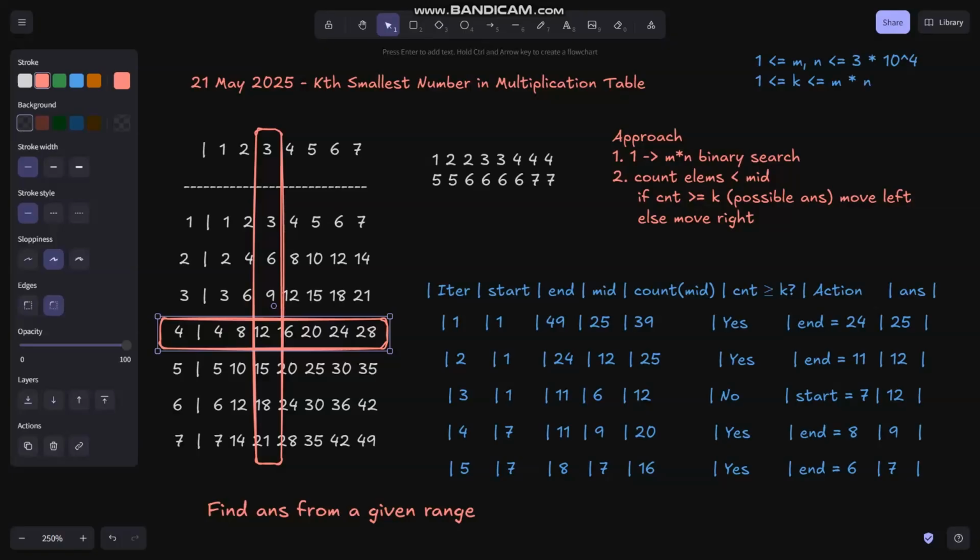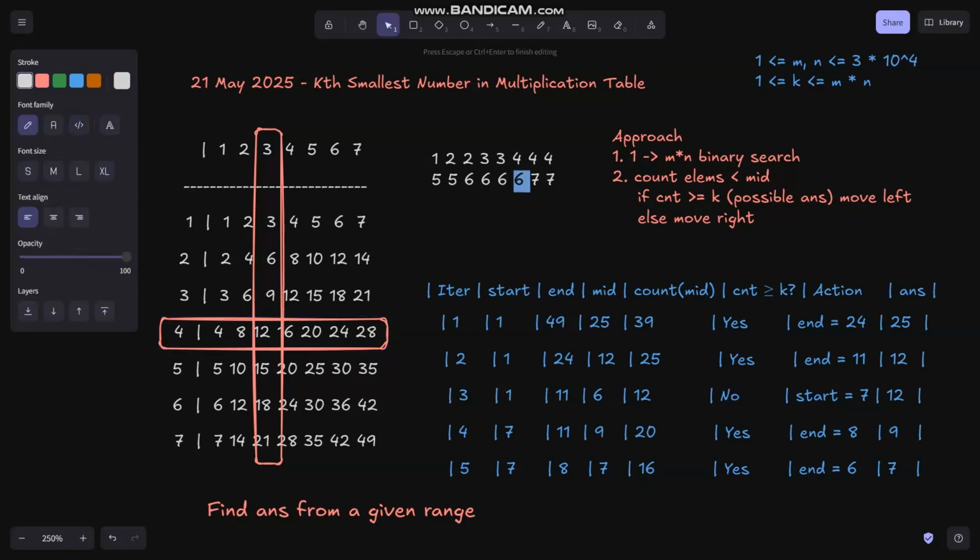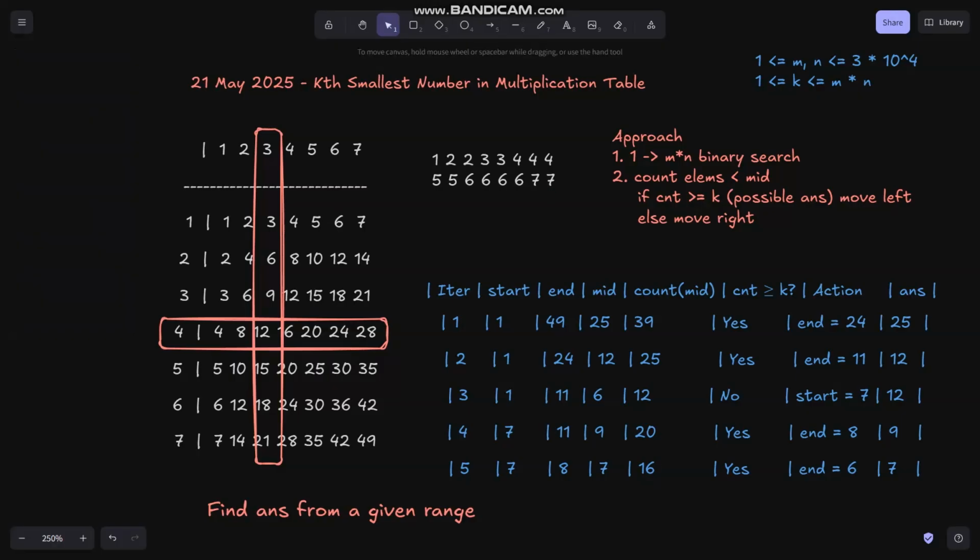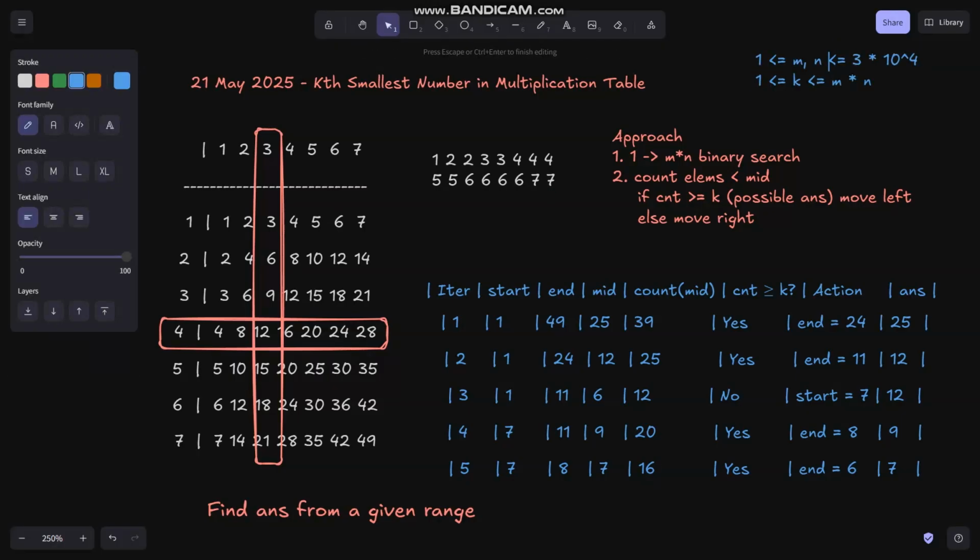So what they are asking is that you have to return the kth smallest number. Suppose in this example, m and n are 7 and k is 16. If you store all these 49 elements in a 1D array and sort them, you have to find the 16th element, the one present at index 15. If you sort this, the first 16 elements are these, and so you have to return 7 as your answer.